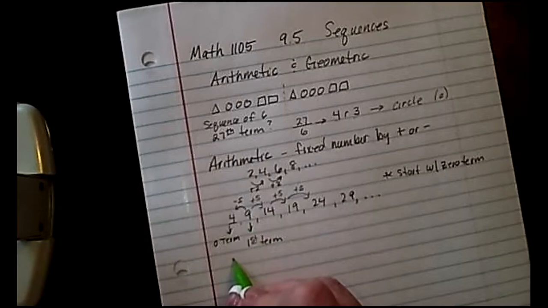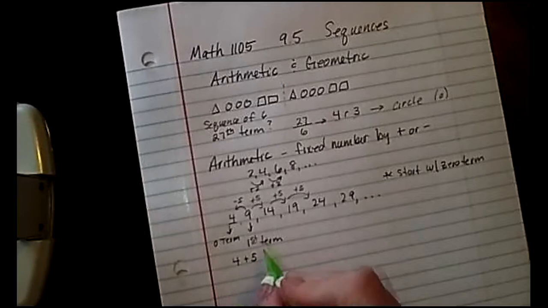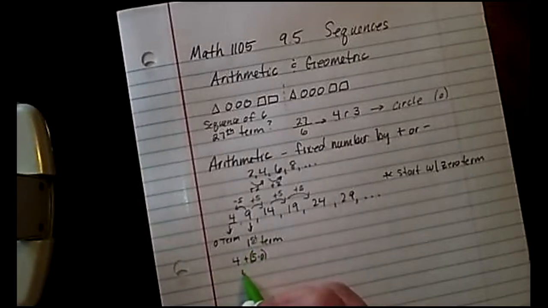So we're going to start with 4. That's our constant. Okay, that number doesn't change. We begin with 4 with our zero term. And then we're going to add 5, right? But this is our zero term, so we're going to multiply it times 0. So 4 plus 0 gives us 4.